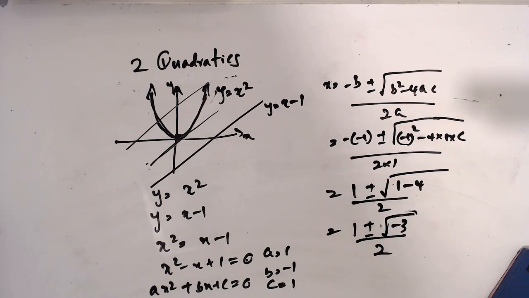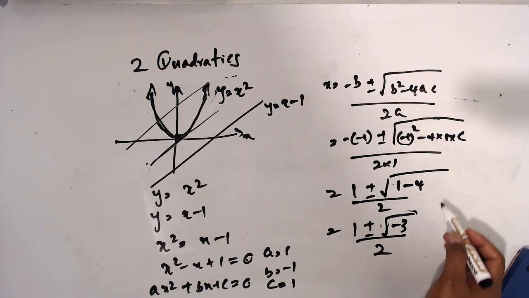We can't find this. This is not defined in this stage. This is where the complex numbers start, actually. At present, we can't solve this one. We are stuck. Why? Because there are no solutions.